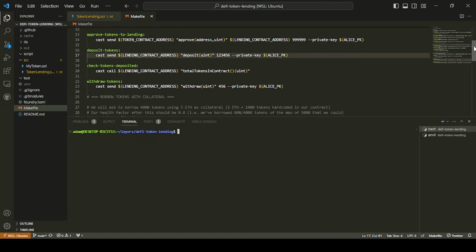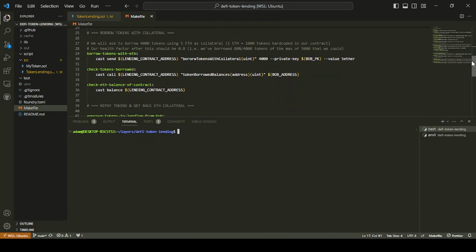Okay, so that's that. So we're going to do borrow tokens with collateral. We will ask to borrow 4,000 tokens using 5 ETH as collateral. 1 ETH equals 1,000 tokens hard coded in our contract. Our L factor after this should be 0.8. No, that's incorrect. I need to change that. It should be 1.2 or something like that, I think.